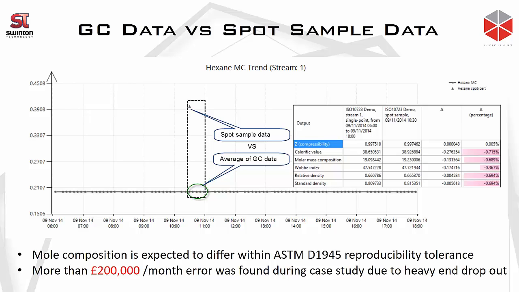So what we would expect from a comparison of this reproducibility test is that the comparison will differ within a tolerance that is stated in the ASTM D1945 reproducibility tolerance. Now, using this method, we have found more than 200,000 pounds per month of error because of the heavy-end dropout.